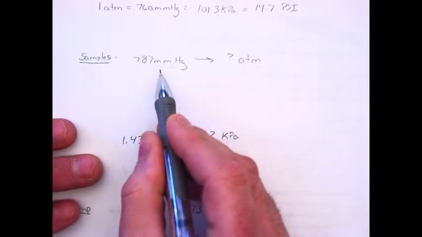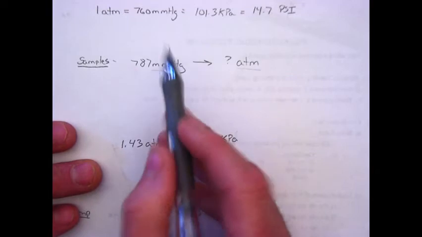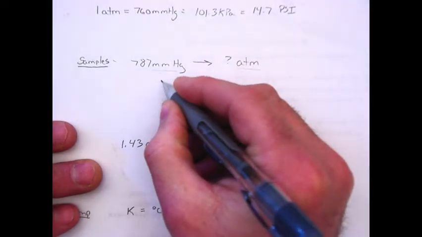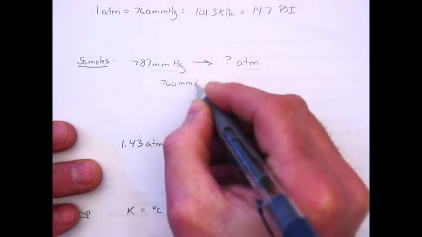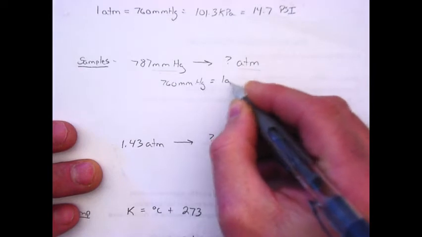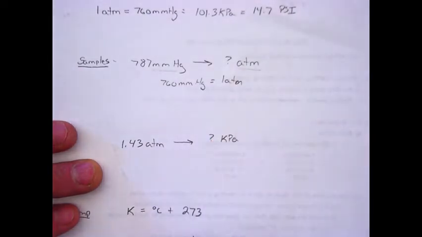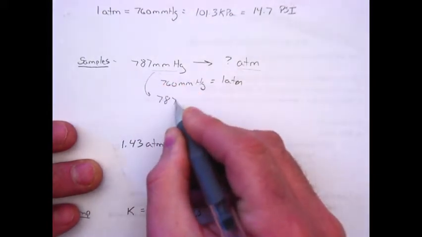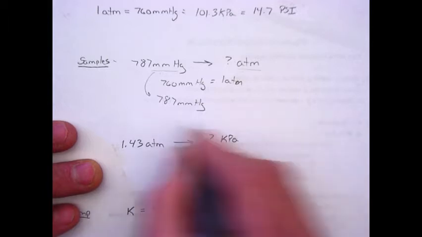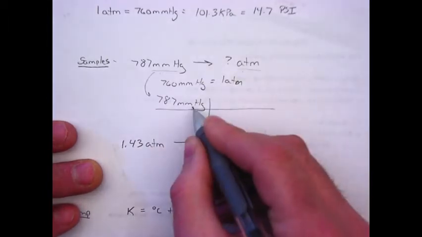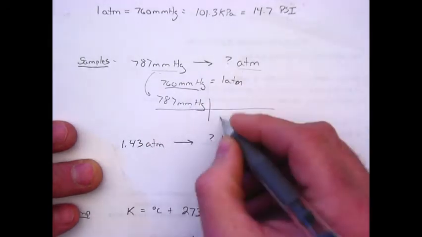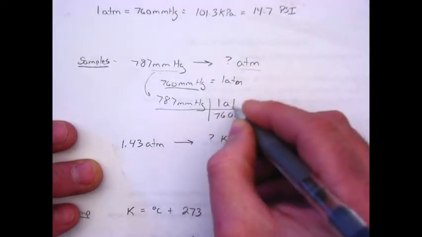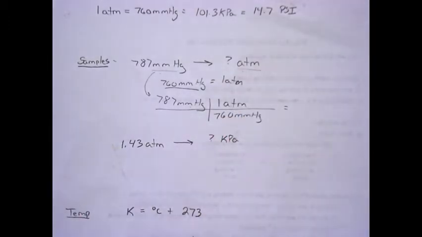Since we're going from millimeters to atmospheres, and we know that there are 760 millimeters for every 1 atmosphere, I can go 760 millimeters of Hg is equal to 1 atm. I can then set up my grid. Starting point always goes in the top left-hand cell. And since millimeters of mercury is on top, I want to put the 760 millimeters of mercury on the bottom, and the 1 atmosphere goes on top.